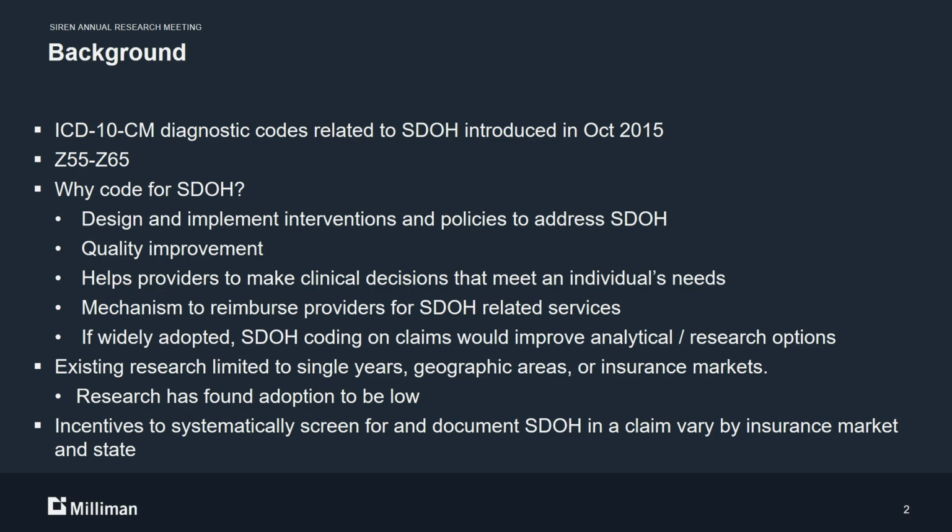There are also incentives to systematically screen for and document social determinants of health in a claim. And those can vary by insurance market and state. I think we've heard a lot about 1115 waivers.